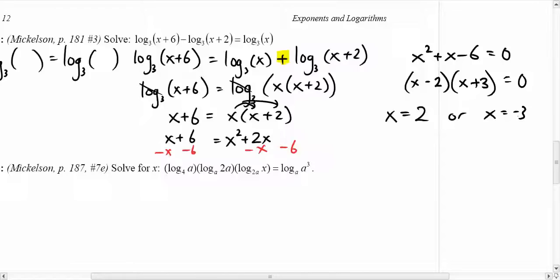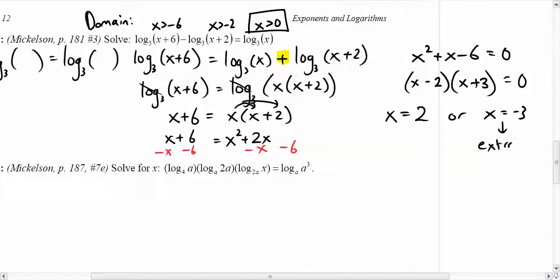Maybe one of these is extraneous. So let's check the domain. This one has to be positive, this one has to be bigger than negative 2, this one has to be bigger than negative 6. So if I put all those domains together, then for sure x is going to have to be positive. And negative 3 is definitely not positive, so it's not going to work. 2 is the only one that will work.